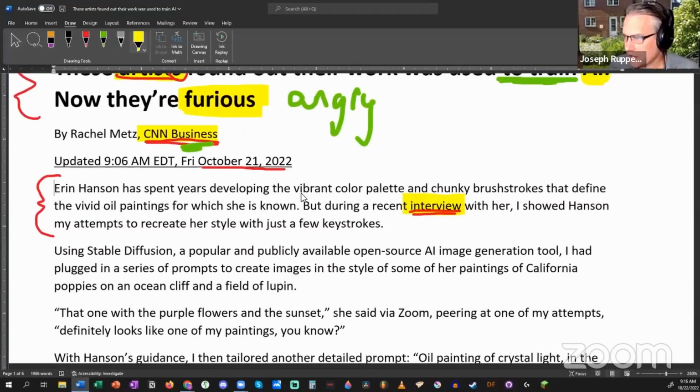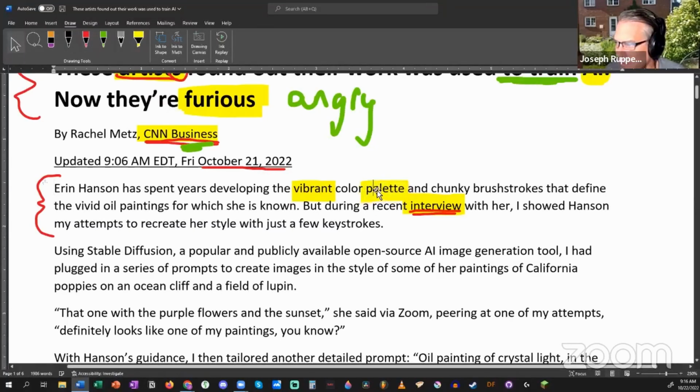good word here. So vibrant: bright, full of life, like vitality. It's full of life and brightness. Color palette. I'm not an artist, but my understanding of palette is the choices of color and the range of colors.